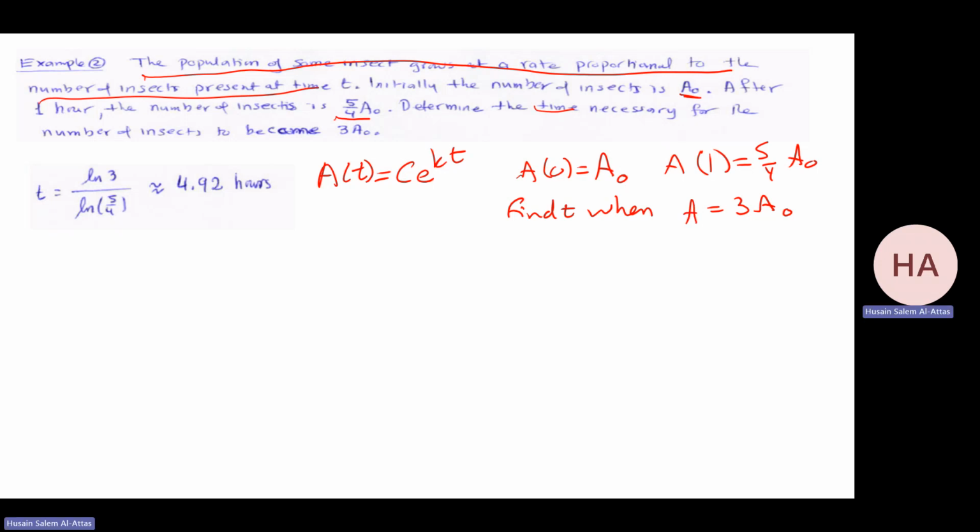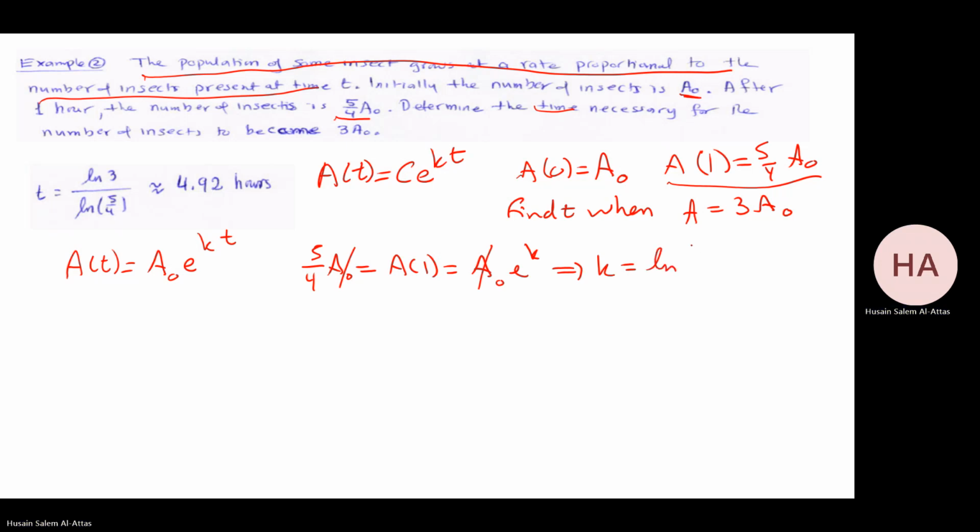So C is A0, very clear. A of t will be A0 e^(kt). Using this one, I have 5 over 4 A0, which is A at 1, which is A0 e^k. A0 cancelled, so k is ln 5 over 4. Now I'll use this. I need to find t, so I have 3A0, which is A of t.